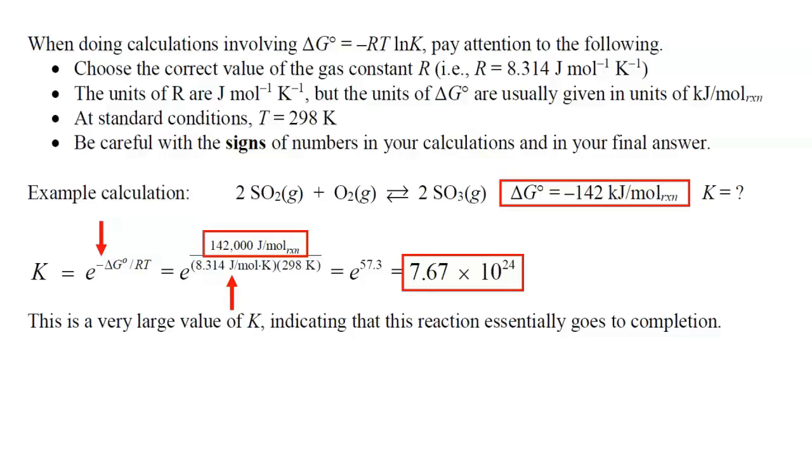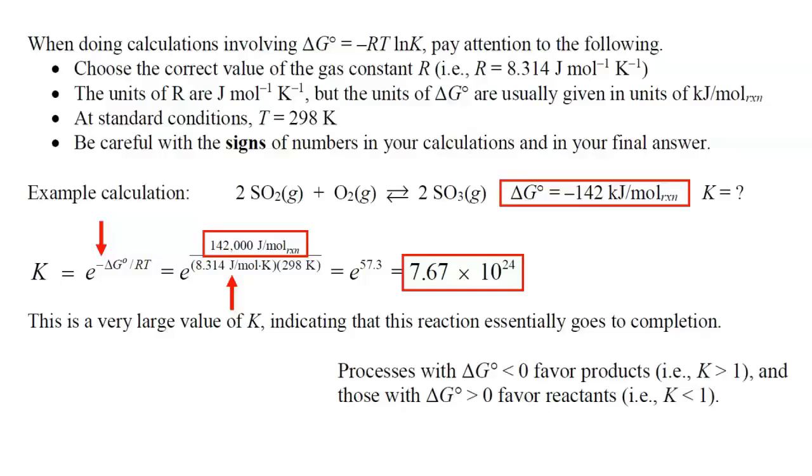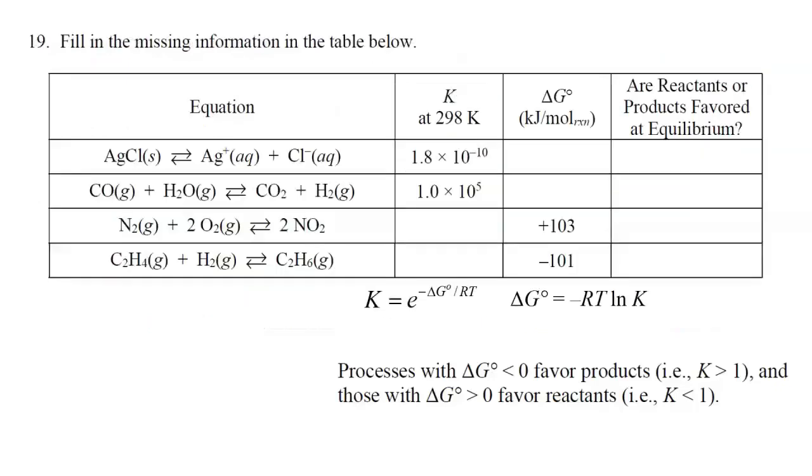Remember that one of the essential knowledge statements is that processes where delta G is negative favor the products. That is, the value of K is greater than 1, and this certainly applies. We have a negative 142 kilojoules per mole of reaction for the delta G, and we have a very large value of K. All right, now let's move on to question 19 in the packet.